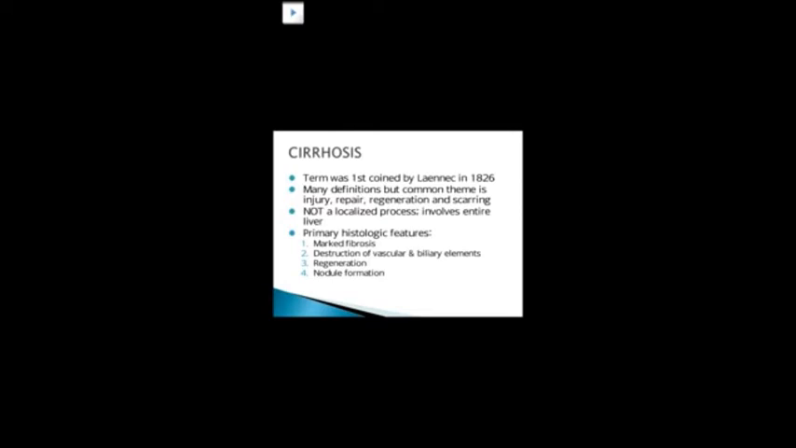Cirrhosis. The term was first coined by Laennec in 1826. Many definitions, but common of them is the injury, repair, regeneration, scarring. So all these form a part of this. There is injury, repair, regeneration, followed by scarring. Scarring is ultimately the end stage of any inflammation. These particular tissues are replaced by the myofibroblast or the fibroblast or the connective tissue. This is not a localized process, it involves the entire organ.